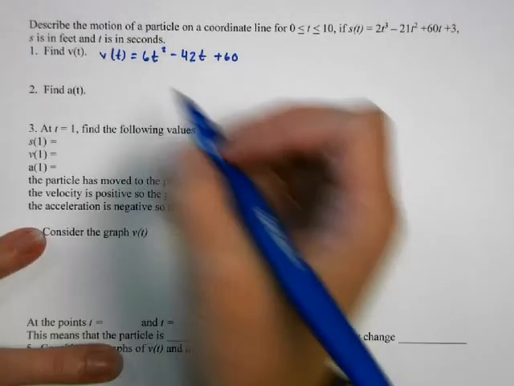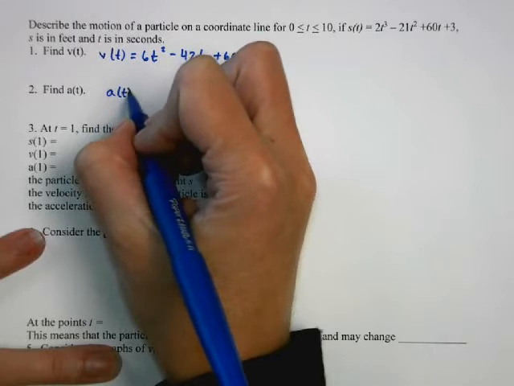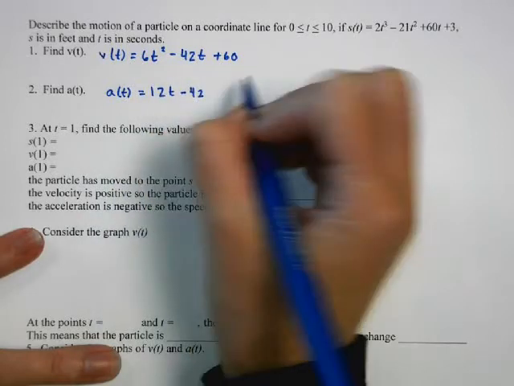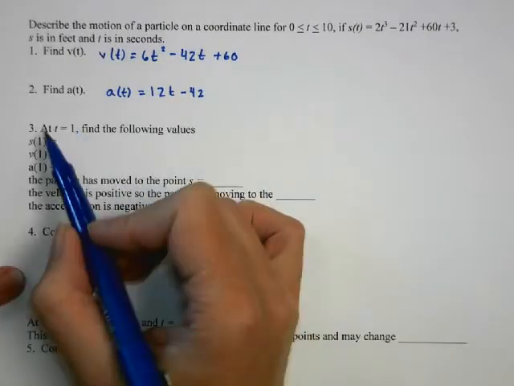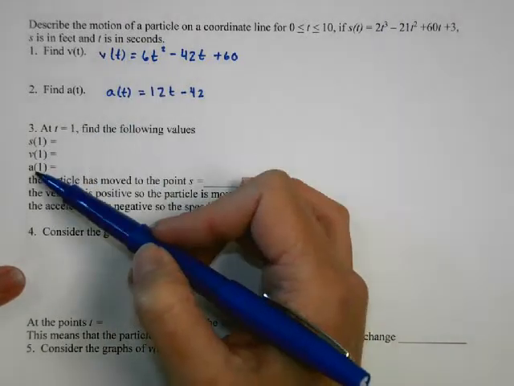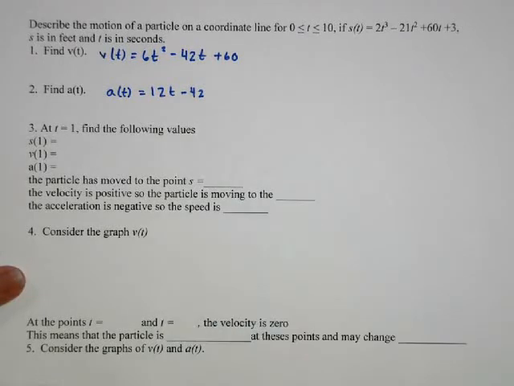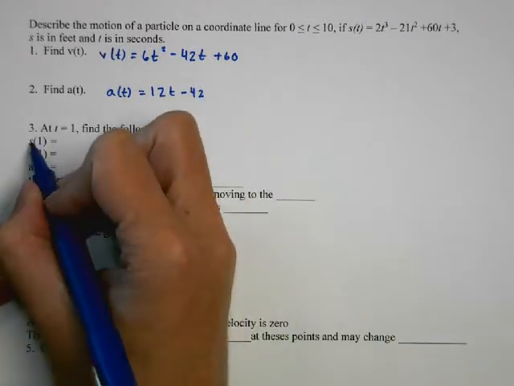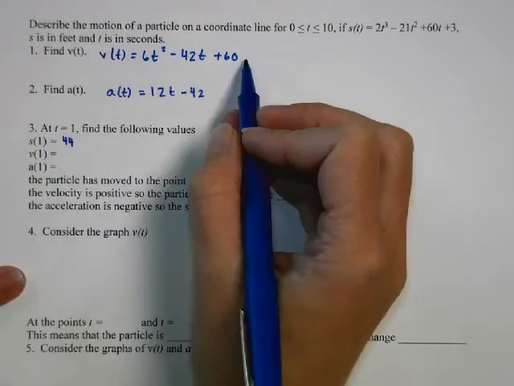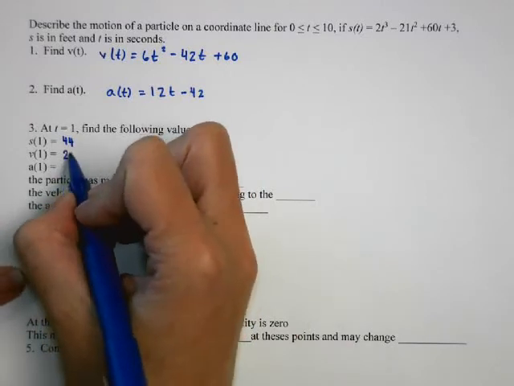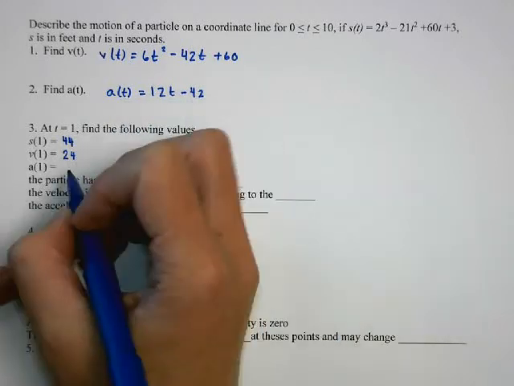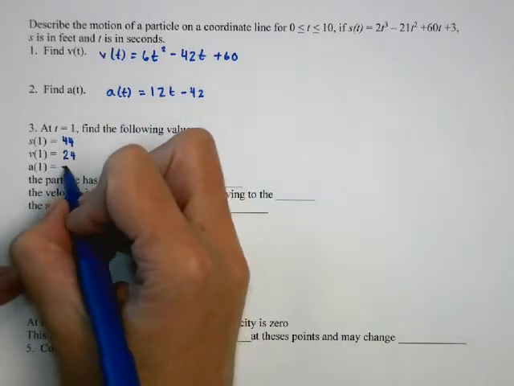Our acceleration is going to be the derivative of this, so 12t minus 42. So at t equals 1, we plug 1 into our position, plug 1 into our velocity, plug 1 into acceleration. I'm certain you are capable of plugging in numbers. So s of 1 is 44. V of 1 gives us 24. And a of 1 is going to give us negative 30.